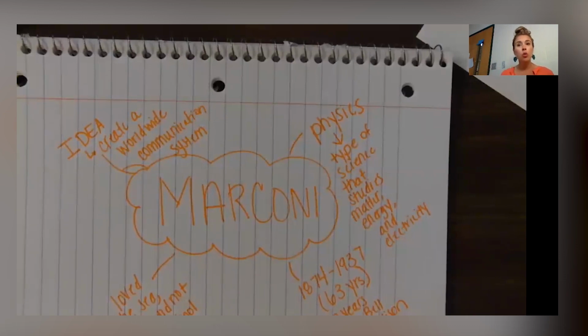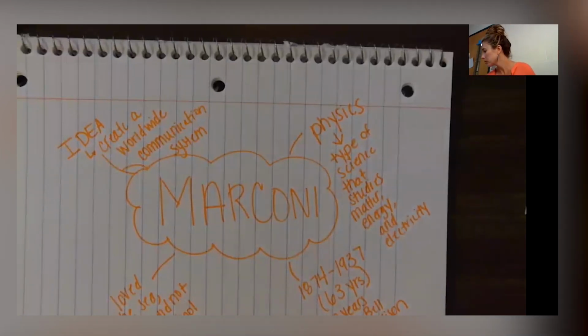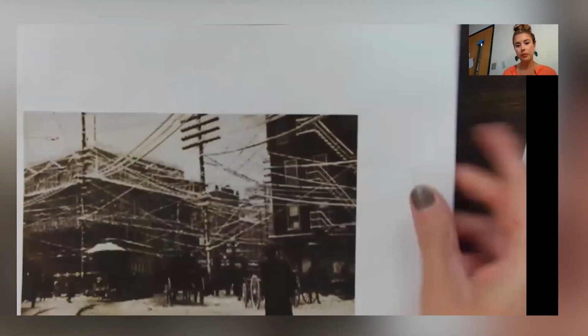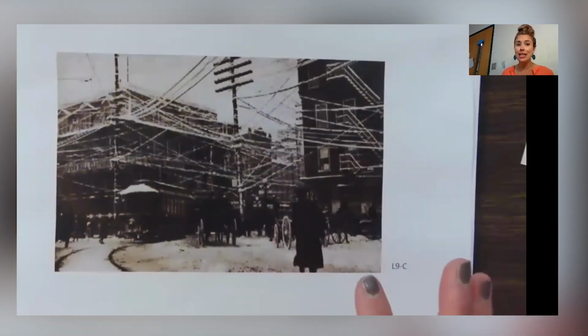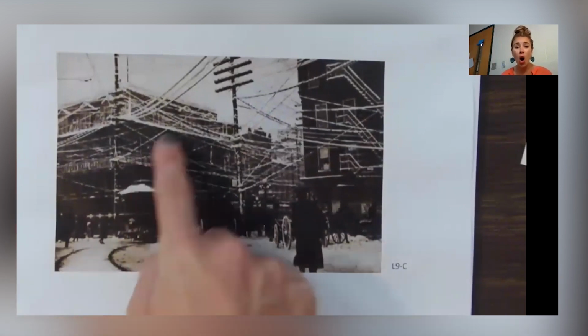Remember, Marconi was born 30 years after Bell and Edison, so the telegraph wasn't really a new thing anymore. People were used to receiving messages through the telegraphs. What do you think that might have looked like? Wires everywhere, strung from here to there. Do you want to see a picture? Look at this.